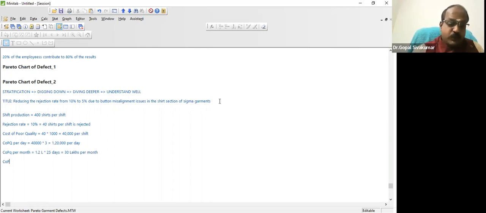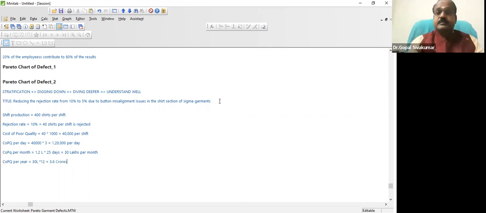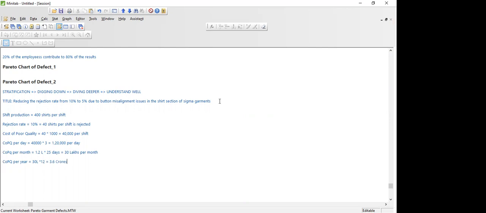Now I want to know the cost of poor quality per year, that is the annual cost of poor quality. That will be 30 lakhs multiplied by 12. How much is that going to be? 3.6 crores. Is it correct? 3.6.